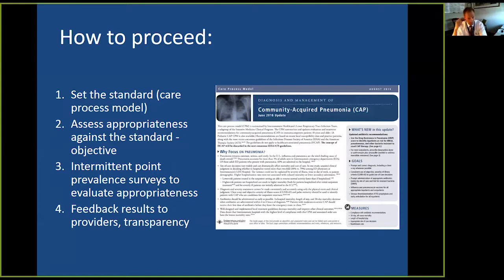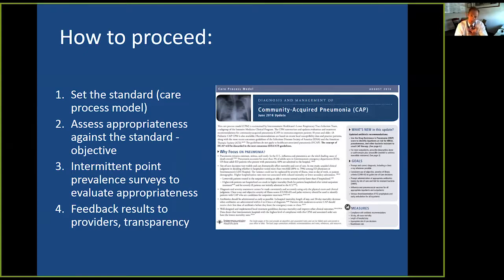You can do this with intermittent point prevalence surveys to evaluate the appropriateness. And these reviews don't have to be exhaustive. You can do 5 to 10 cases, and you can feed back those results to providers to say, hey, listen, your empiric therapy was correct, but you didn't de-escalate. Or, hey, your length of therapy was 10 days when it should have been 5 days. And you can show them the documents that you have. And ideally, they're the ones that have created the documents with you. And so they say, yeah, we're engaged with this and we can move forward with it.